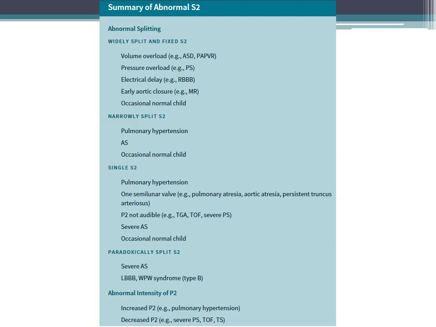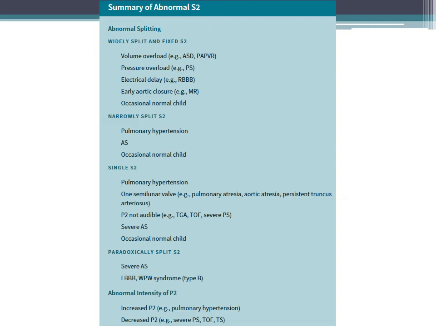Number 2. A narrowly split S2 is found in conditions in which the pulmonary valve closes early, like pulmonary hypertension, or if the aortic valve closure is delayed, like aortic stenosis.